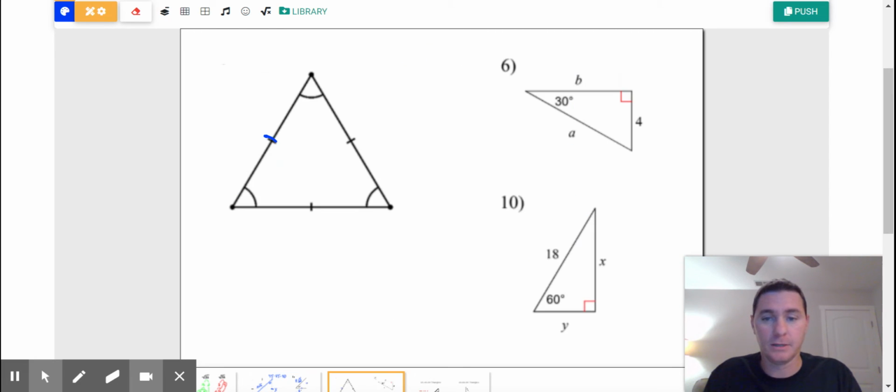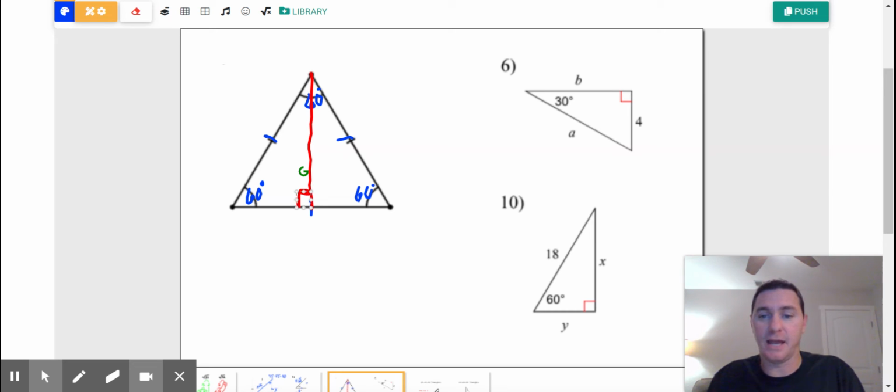All right. Let's take a look at our second special right triangle. This is special because it comes from an equilateral triangle, a triangle that has all three equal sides, which means it also has all three equal angles. All three angles measure 60 degrees. And we form this special right triangle by cutting it in half.